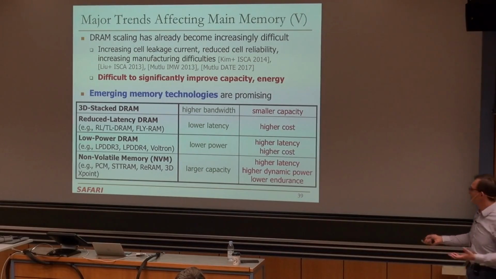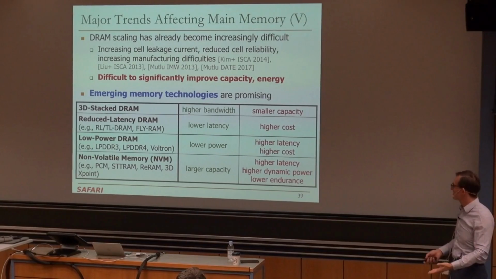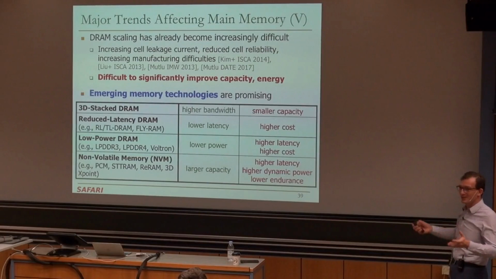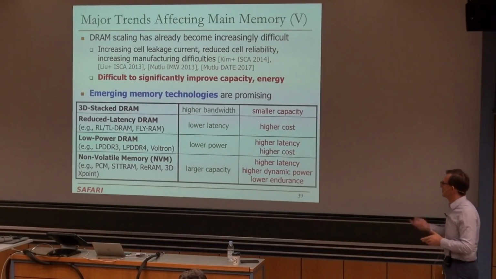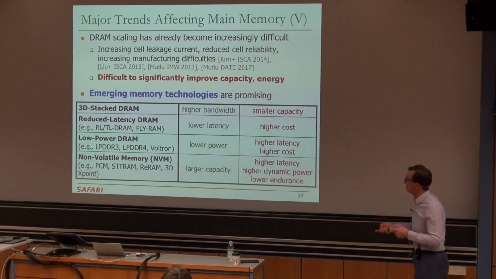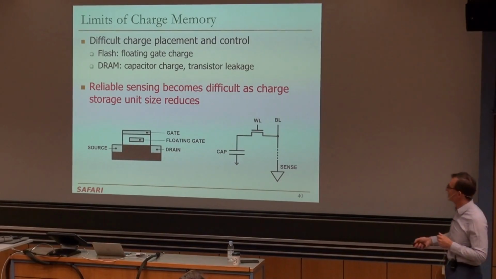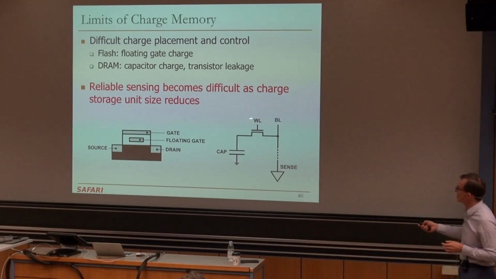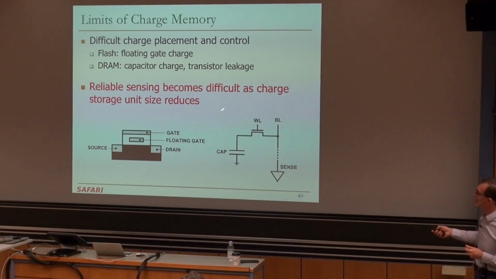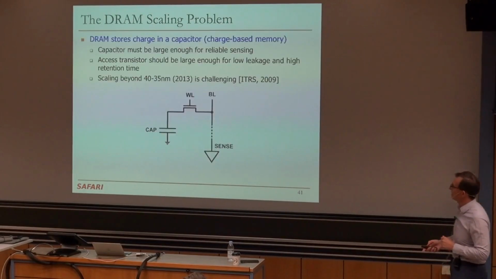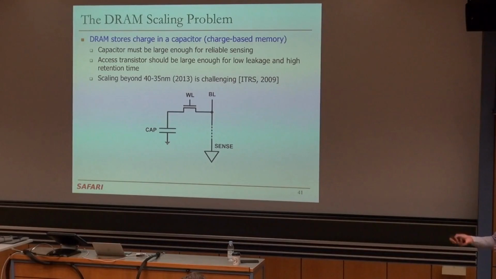Right. Now, if you see this sort of picture, different technologies and different greens and reds, you can come up with a hybrid memory system. Right. But basically, this has been driven partly because of the scaling issues. And charge memories are becoming difficult to scale. It's difficult to place and control charge. This is the flash cell, which we may talk about later. It's also charge-based, but DRAM is charge-based. And reliable sensing becomes difficult as the charge storage unit size reduces with these memory technologies. And as a result, we have the DRAM scaling problem, which we have talked about in Rowhammer, right?